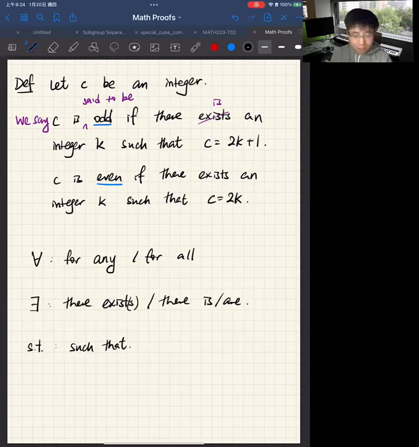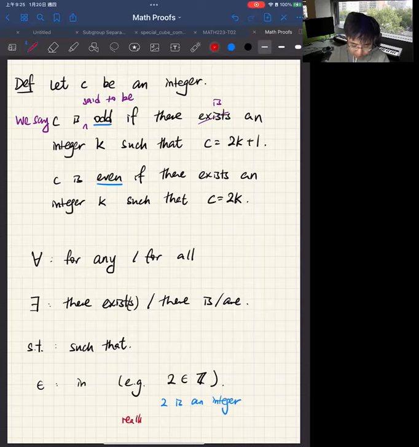You still have this one, which is "in". For example, 2 is in the set of integers, but you usually read it as "2 is an integer", although it really means 2 is in the set of the integers. So this is "in".